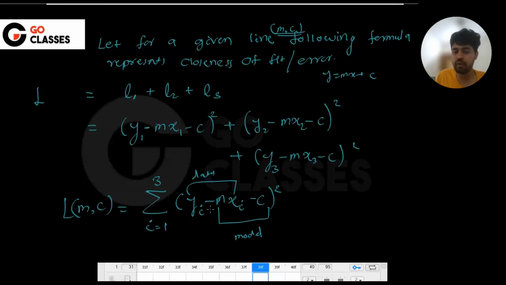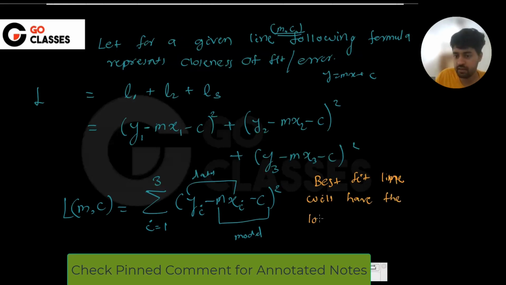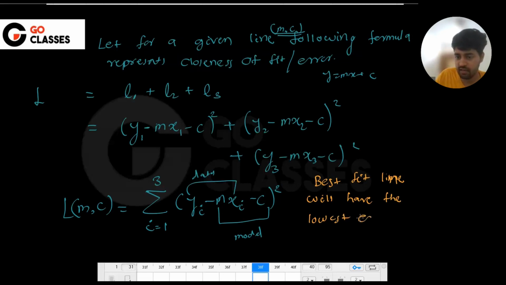So this is some fit. I want the best fit. The best fit line will have the lowest possible error, right? Everybody understood this? This is the error for some line m comma c, but I want to find the line for which the error is the least. That is the best fit line, right? Everybody understood this? Any doubt in this?